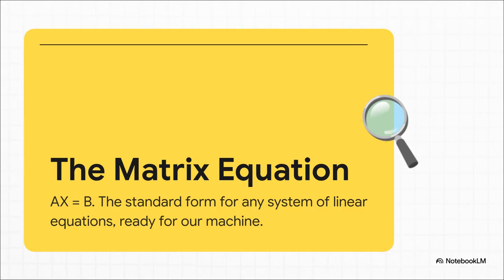And just like that, you see the pure elegance of this whole thing. Any system of linear equations, it doesn't matter if it has two variables or 2,000, can be neatly packaged into this one clean, beautiful equation. AX equals B. The puzzle is now loaded, and the machine is ready to go.